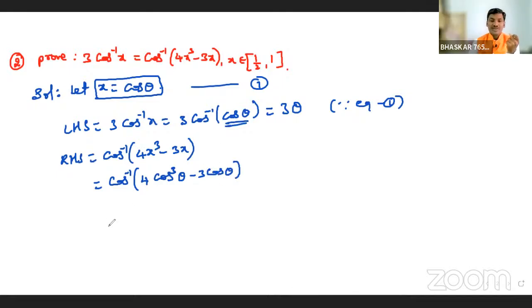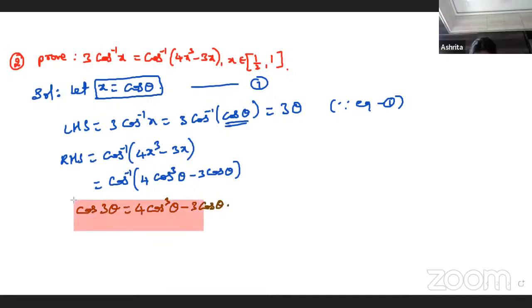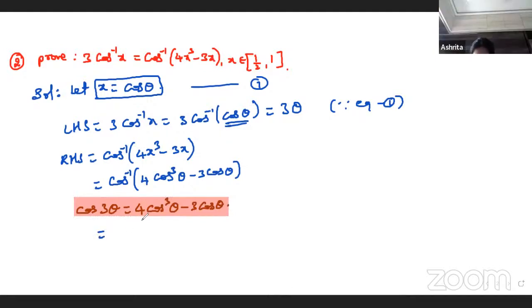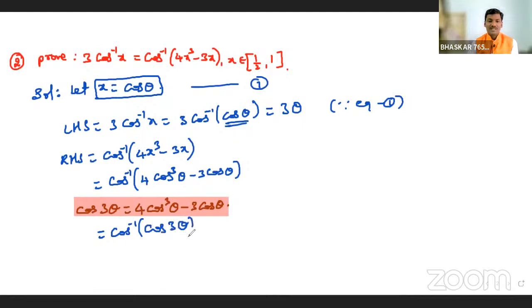Here also we have a formula. Cos 3 theta is equal to 4 cos cube theta minus 3 cos theta. This is the cos 3 theta formula. Repeat the formula once again. Cos 3 theta is equal to 4 cos cube theta minus 3 cos theta. So cos inverse of 4 cos cube theta minus 3 cos theta, we can write as cos inverse of cos 3 theta.